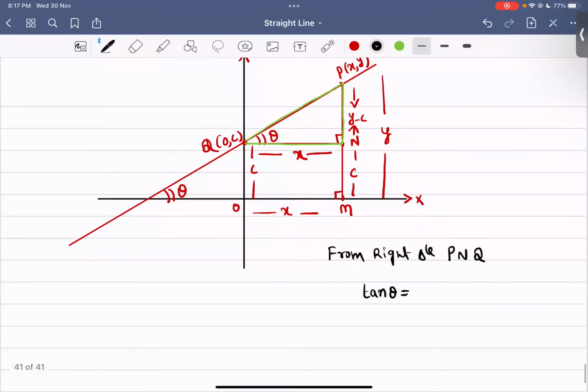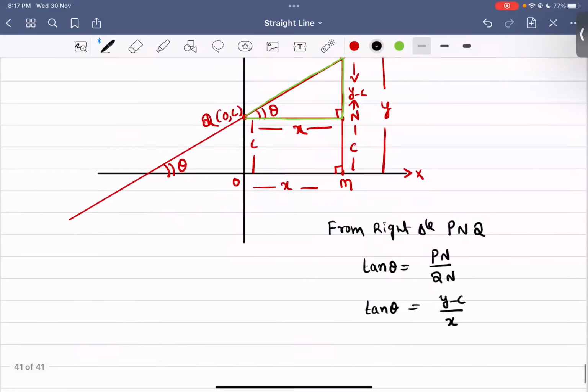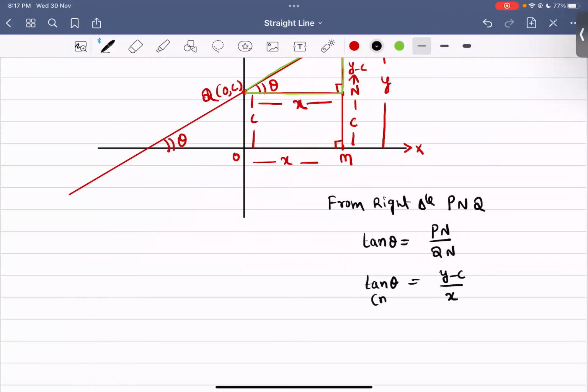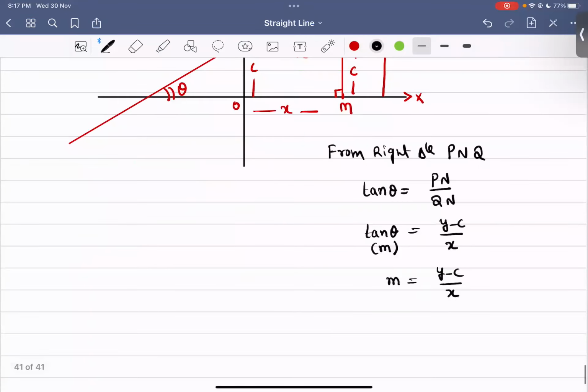Opposite by adjacent, that is PN distance by QN distance. PN distance is y minus c, and QN distance is x. Therefore tan theta is equal to y minus c by x. What is tan theta? The slope of the line. Therefore m is equal to y minus c by x. That implies y minus c is equal to mx. Therefore y is equal to mx plus c. So this is the proof.